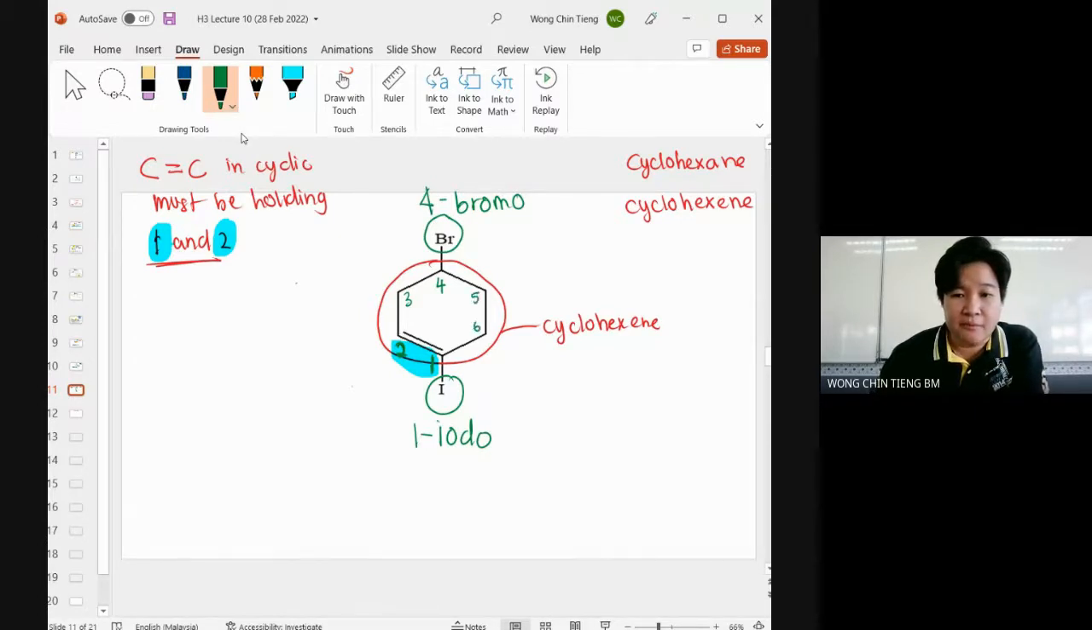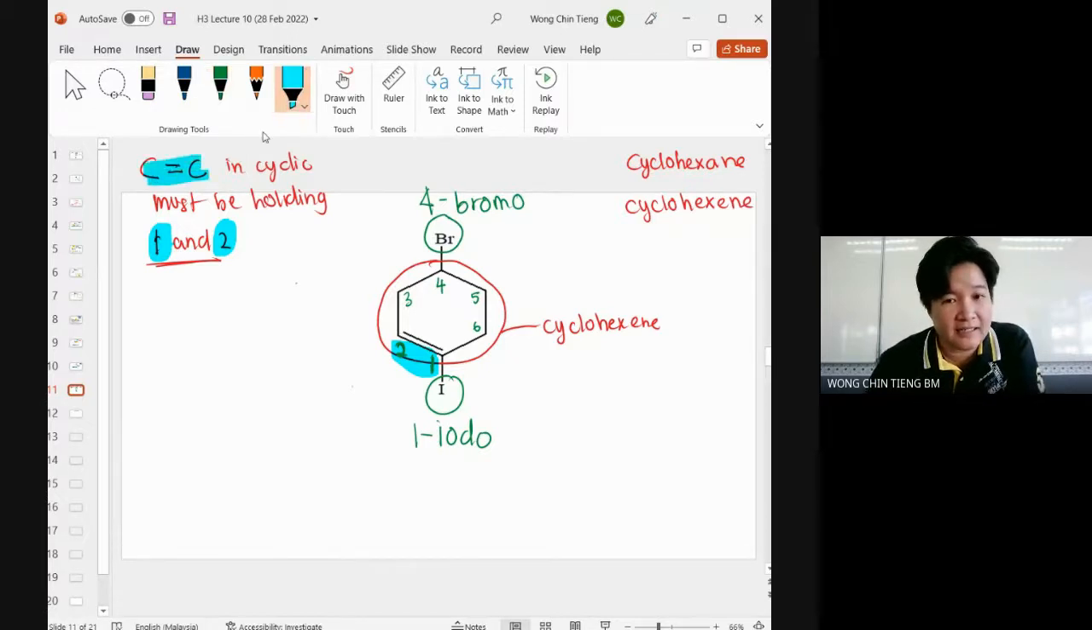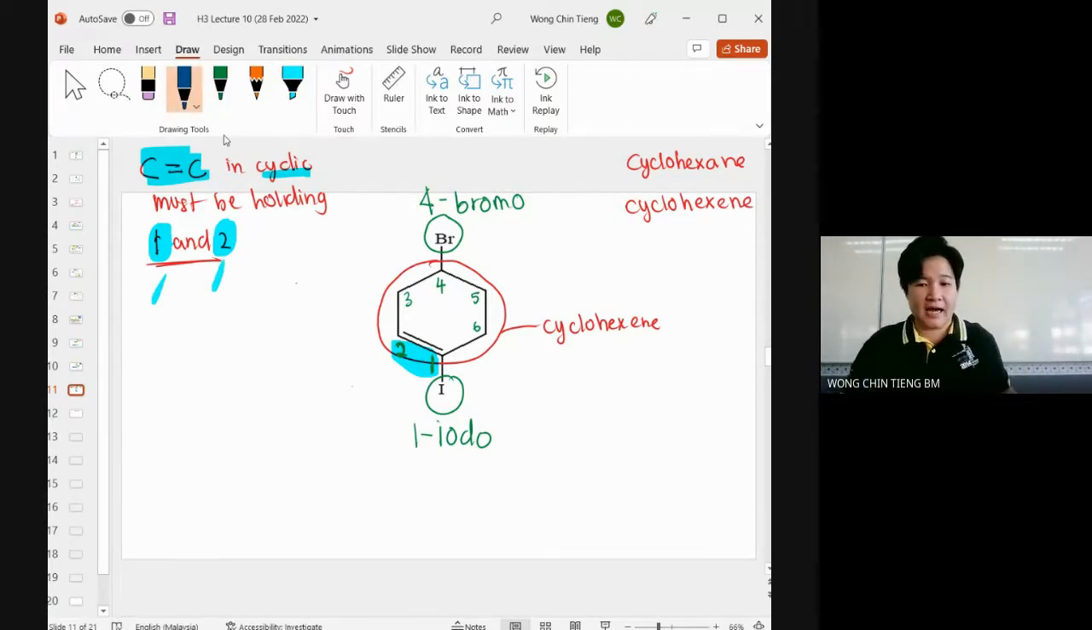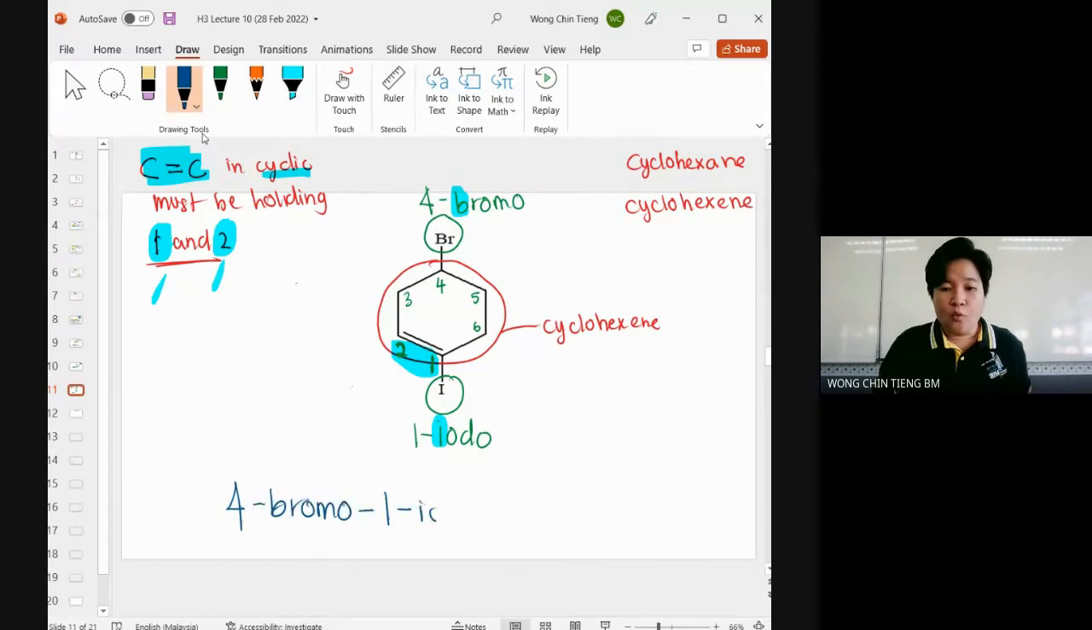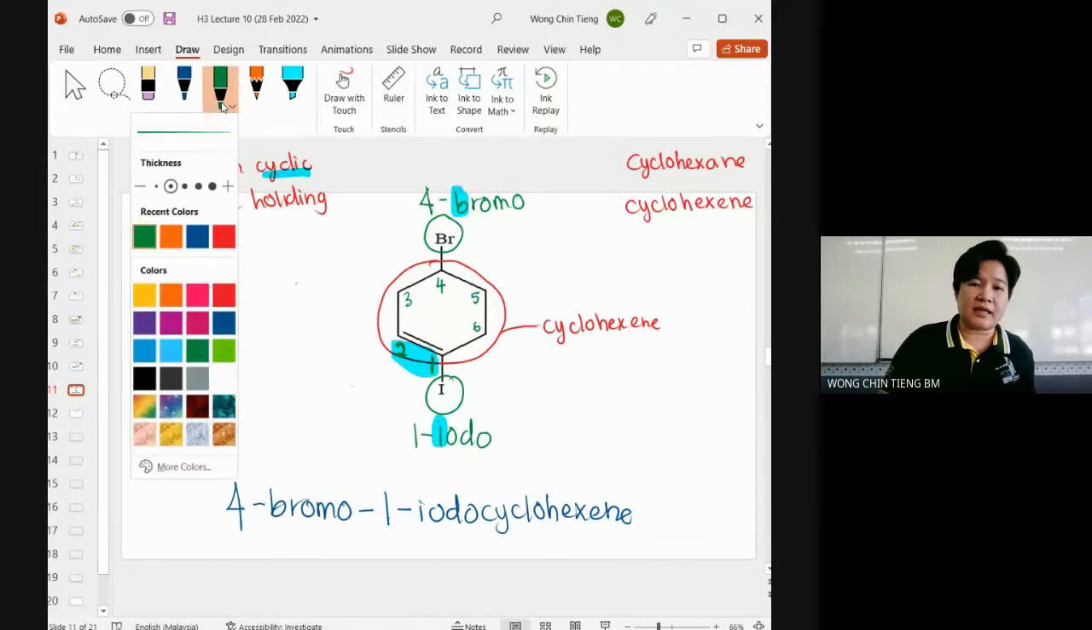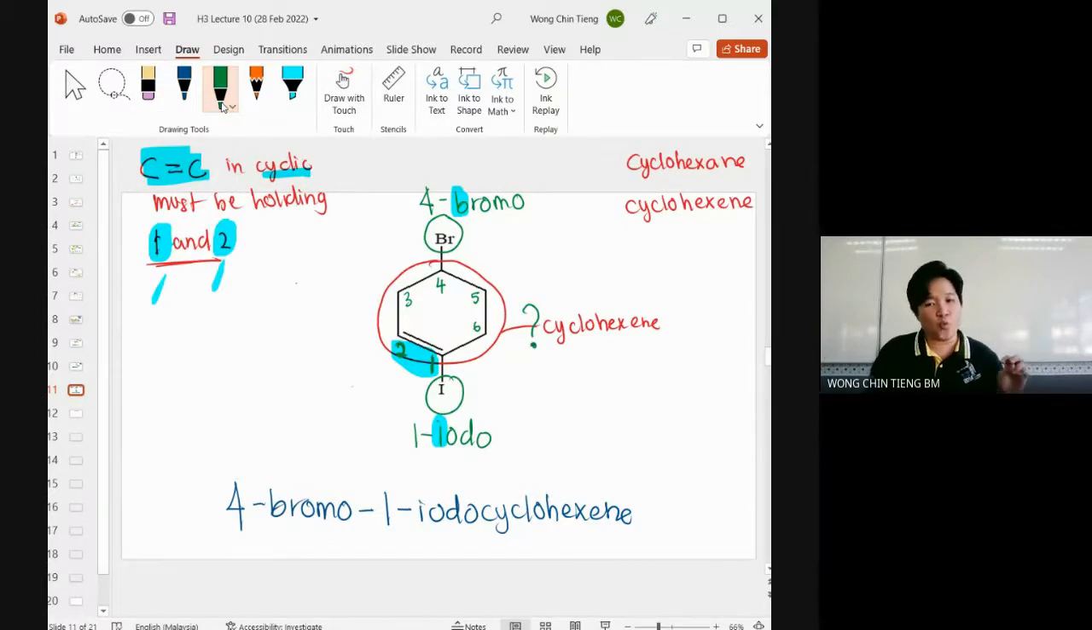So sebab tu saya cakap bila kamu ada cyclic dan cyclic kamu pegang double bond, lagi senang. C double bond C dalam cyclic mesti pegang 1 dan 2. So nama penuh dia kat sini akan jadi bromo. B come first before I. Definitely B dululah. So 4-bromo-1-iodocyclohexene. Kenapa Miss Wong tak letak nombor kat depan tu? Bukan kena letak 1 cyclohexene?